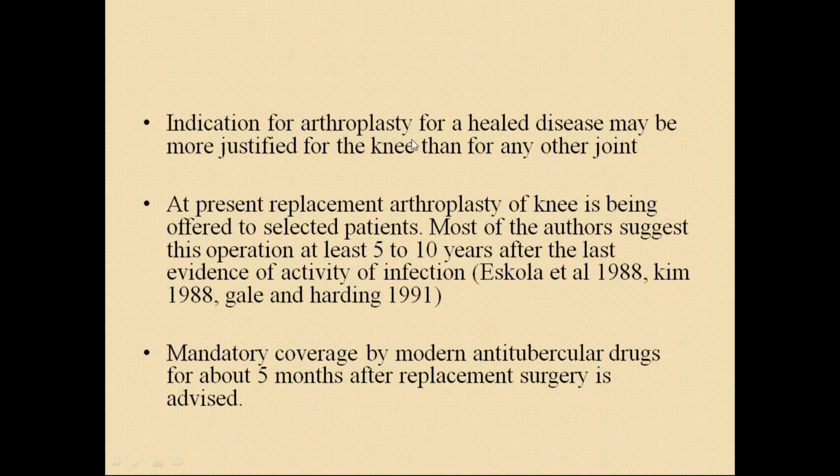So what are the indications for arthroplasty when the patient gets infected with tuberculous arthritis of knee? At present, a replacement arthroplasty of the knee is being offered to selected patients. This operation should be done 5 to 10 years after the last evidence of acute infection. If a patient comes to you with tuberculous arthritis of the knee joint in an advanced stage, we deal with medical treatment, anti-tubercular drugs, and we will see that there is no tubercular infection. It gets eradicated, and afterwards, 5 to 10 years after treatment, we will go with this arthroplasty.